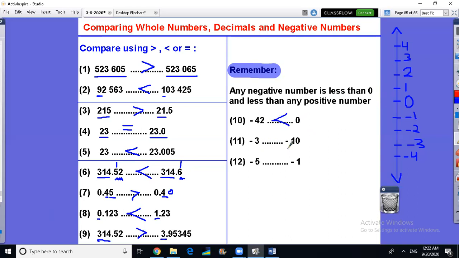Negative 3 and negative 10, which number is greater? Okay, mister, if it was only 3 without the negative sign, and only 10, of course I would have chosen the 10, that it's bigger. Yes, but this is not the case. This is not 3, this is not 10. This is negative 3, this is negative 10. So it is the opposite.